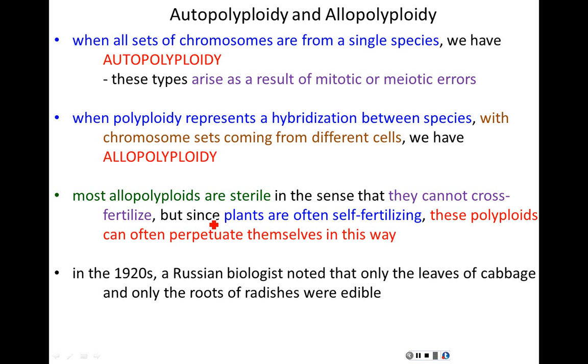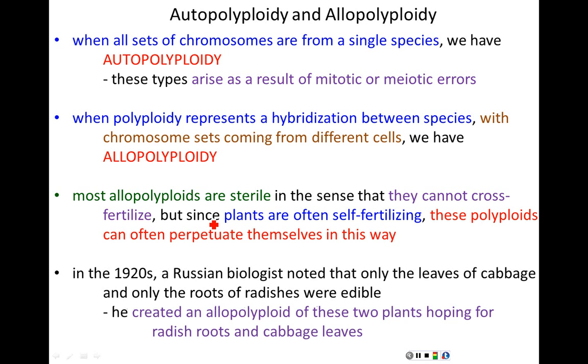In the 1920s, I love this story just because I'm cynical. In the 1920s, there was a Russian biologist, and he realized that only the leaves of cabbage were edible, and the roots weren't, and only the roots of radishes were edible, and the leaves weren't. So he set out to do the obvious and create the Frankenstein plant that would be entirely edible. The Frankenstein plant that would have the leaves of the cabbage and the roots of the radishes, and the whole thing would be edible, and he did that by creating an alloploid. He mixed entire chromosome sets, and it worked. Believe it or not, it worked.